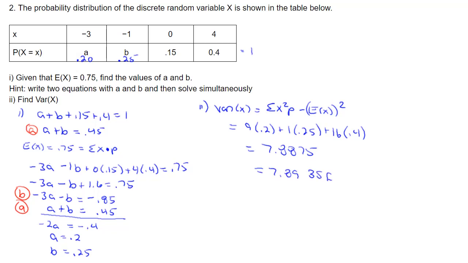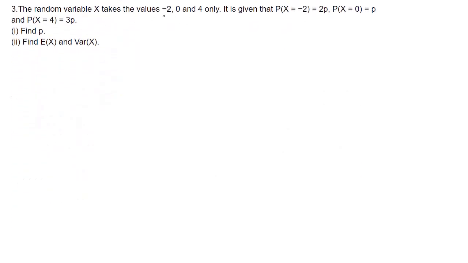All right, let's take a look at the next one. In problem number 3, we've got a random variable x, and it takes the values of -2, 0, and 4 only. They tell us the probability when x is equal to -2 is 2p, the probability of x equals 0 is p, the probability of x equals 4 is 3p.